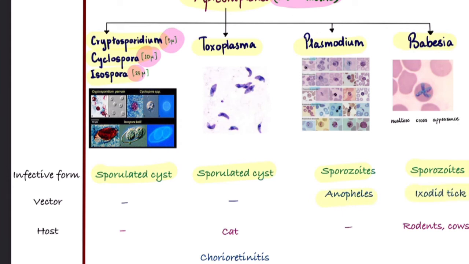The host in Toxoplasma is cat, whereas in Babesia it can be rodents or cows. The disease caused by Cryptosporidium, Cyclospora and Isospora is diarrhea. Toxoplasma causes chorioretinitis in pregnant females. In immunocompetent people it causes cervical lymphadenopathy, but in immunocompromised patients it causes encephalitis. Plasmodium causes malaria. Babesia causes babesiosis. Okay, thank you.